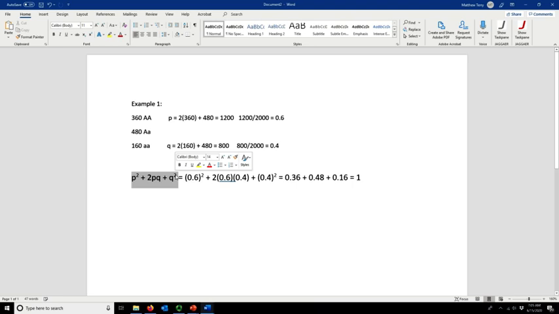I plug them into this Hardy-Weinberg equation, do a little bit of math, and I end up with predicted genotype frequencies for the next generation. So remember, this first number is a prediction for P squared, which is a prediction for the homozygous dominant, 2PQ, a prediction for the heterozygotes, and then Q squared, a prediction for the homozygous recessive. Okay? Now, at this point, I can check to see whether my predictions match my original observations. And in this case, they do. 36% or 360 out of 1,000. 48%, 480 out of 1,000, and so on. So for example number 1, we are in Hardy-Weinberg equilibrium.